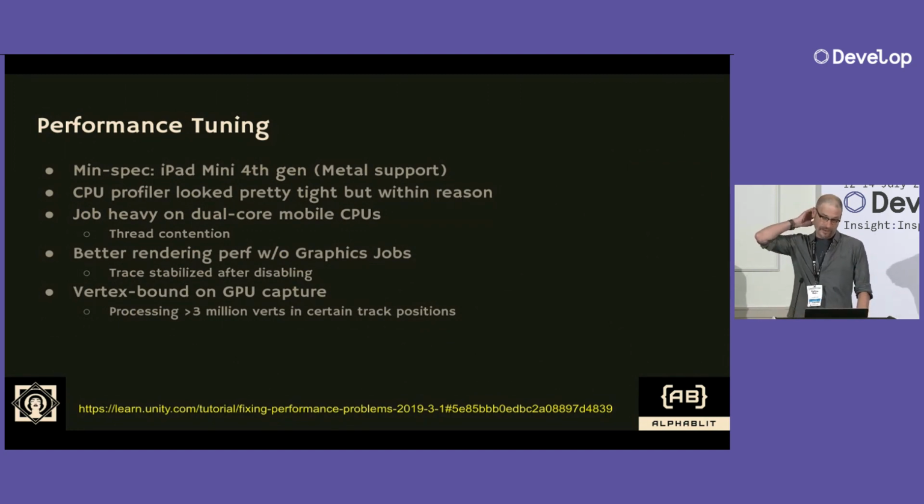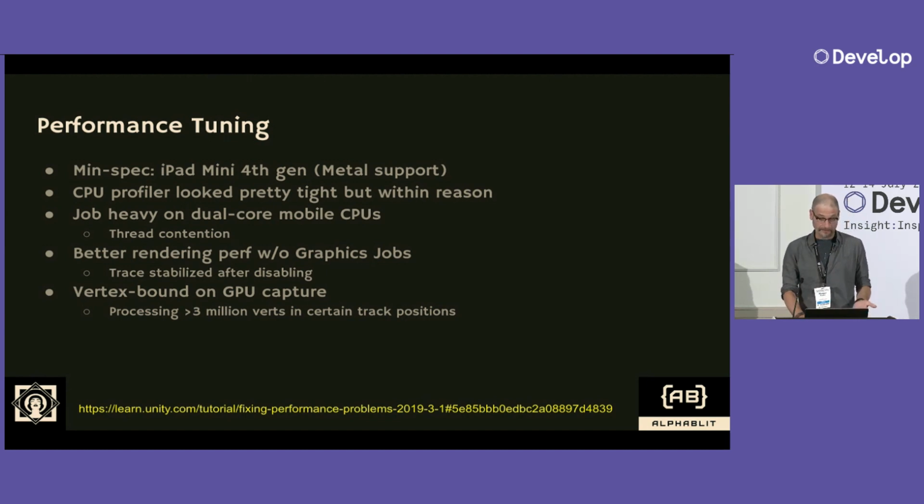So our first performance tuning approach, we did some captures on the iPad Mini 4th Gen. The CPU profiler was actually pretty tight, but it was within reason. It wasn't our critical path at that point. However, we did notice, as Neil pointed out, we were quite job heavy on our dual core mobile CPUs, and we had a lot of thread contention, and that caused us some issues that needed resolving. However, one thing we did find out was once we removed graphics jobs and disabled that feature on the low end, we were actually able to stabilize the rendering trace, and we got much better performance out of that. That's something I'll also touch on later.